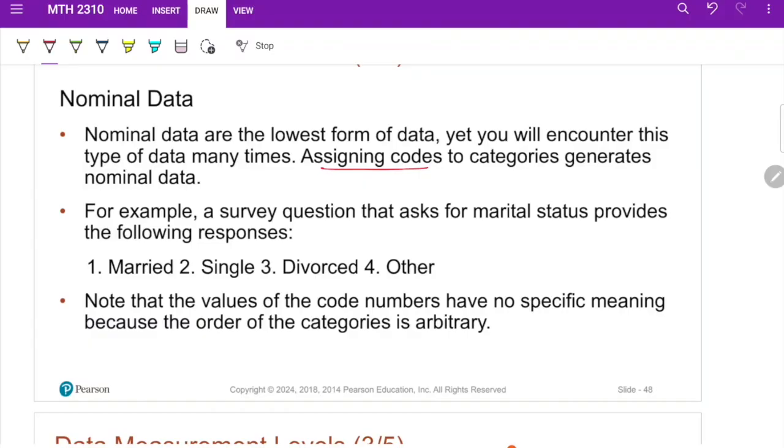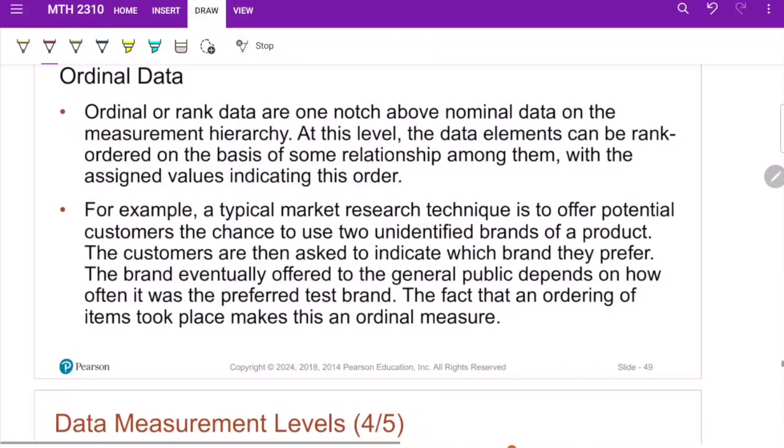So the nominal is the lowest one. We assign codes to categories. As we said, examples: marital status, married, single, divorced, other, 1, 2, 3, 4, 5, etc. There's no specific meaning for these codes because there's no order. Doesn't matter if you put single first, married, divorced, doesn't matter. But it matters in the ordinal data.